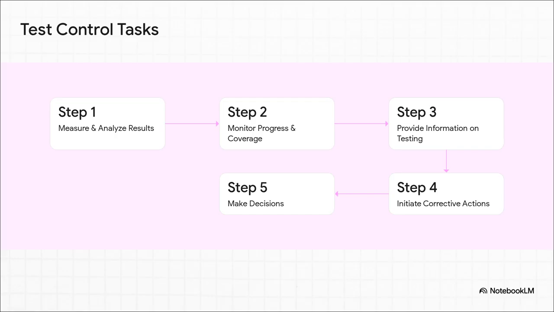And here's the critical part. Based on that data, you initiate corrective actions. This could mean reprioritizing tests, maybe bringing in more help, or even making the tough call to delay a feature to make sure the quality is there. It's about active decision-making, not just sitting back and watching.